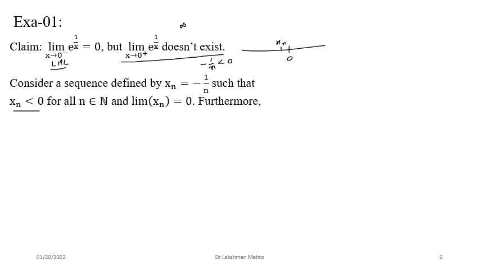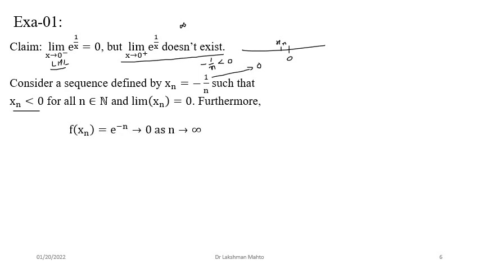So here we can easily observe that xn is less than 0, and if you talk about the limit of this sequence, then definitely it is going to converge to 0. So the limit of this sequence is 0. That means 0 is a limit point of the domain of this function. Now we are going to find the limit of this function.